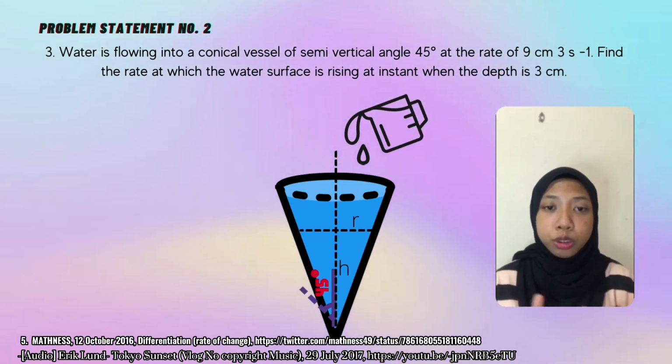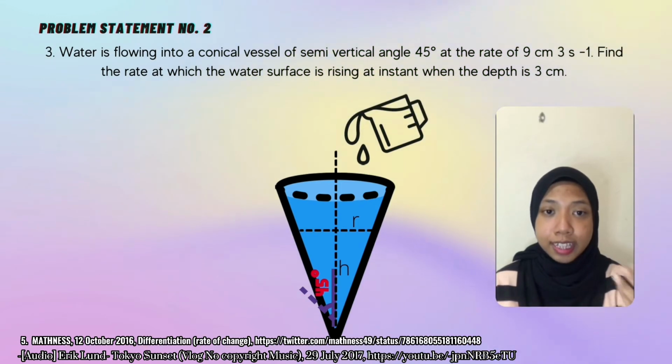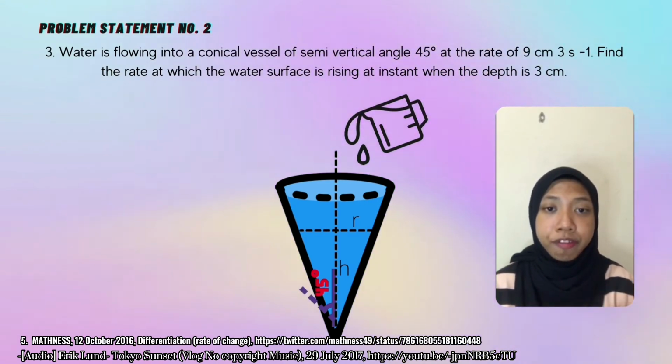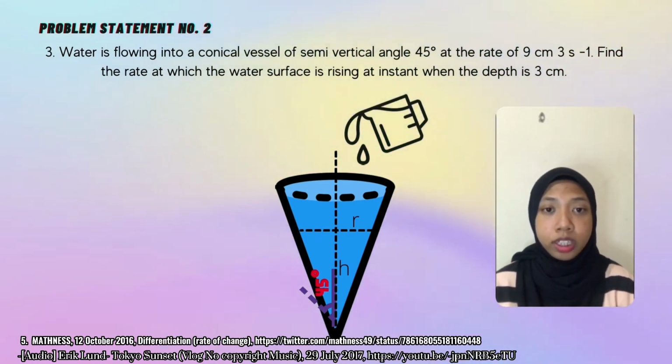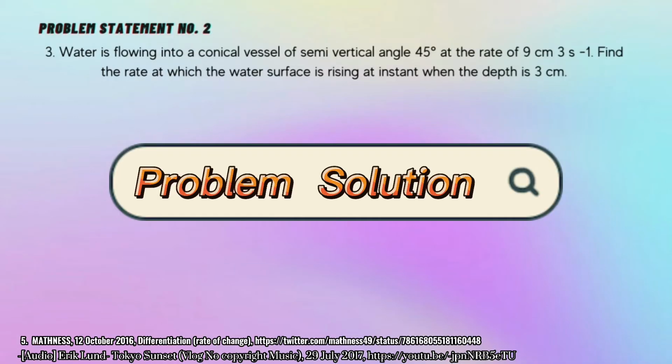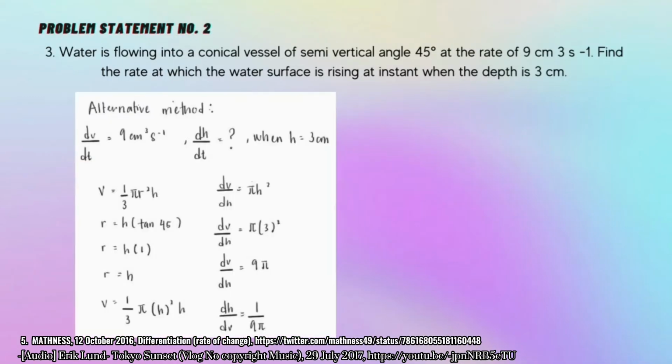in the cone tank, so the water is rising. So we need to find the rate of water rising when the depth is 3 cm. Within the angle, we can find the radius and the height using a trigonometry formula. So I am going to use the chain rule method.